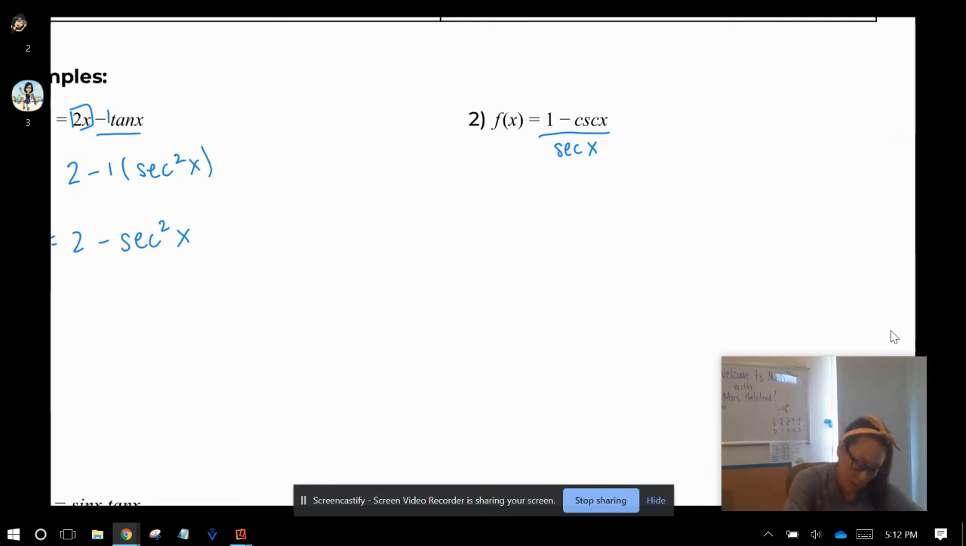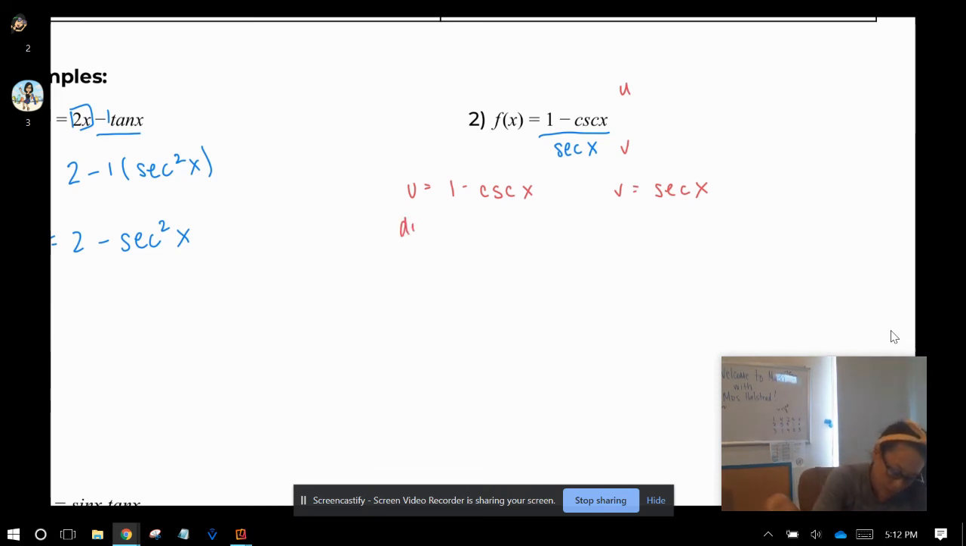So I'm just going to go ahead and use the quotient rule here. So I have u and v. So u is equal to 1 minus cosecant x, and v is equal to the secant of x. Do you have to write out these u's and v's? No, but if it helps you organize, then that's cool.